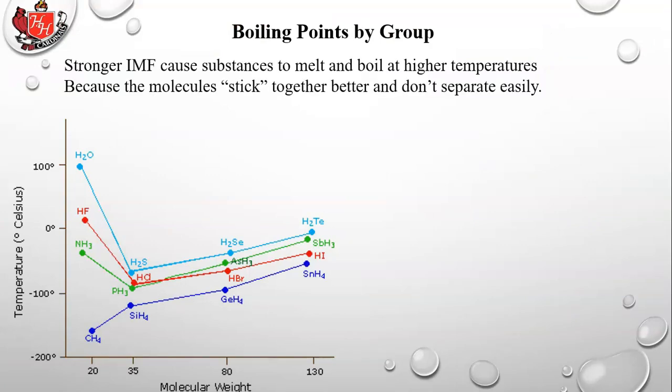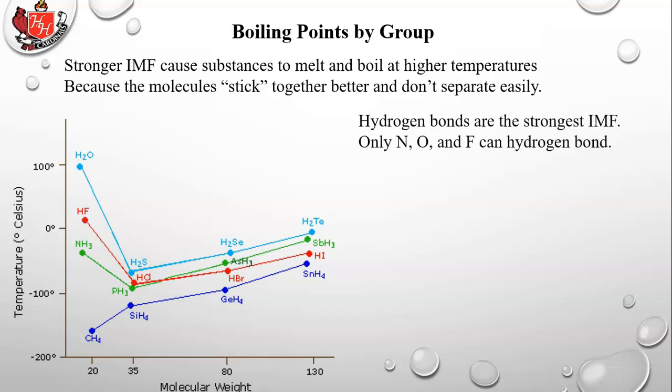Okay, now these graphs, you need to be sure you can interpret these graphs and what they're saying based on what we've just talked about. So stronger intermolecular forces cause substances to melt and boil at higher temperatures because the molecules stick together better and don't separate easily. So let's look at each of these four lines. Hydrogen bonds are the strongest intermolecular forces. Only nitrogen, oxygen, and fluorine with a hydrogen attached to them can hydrogen bond.